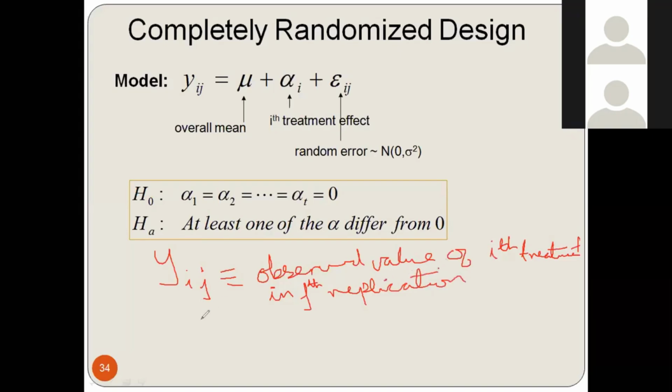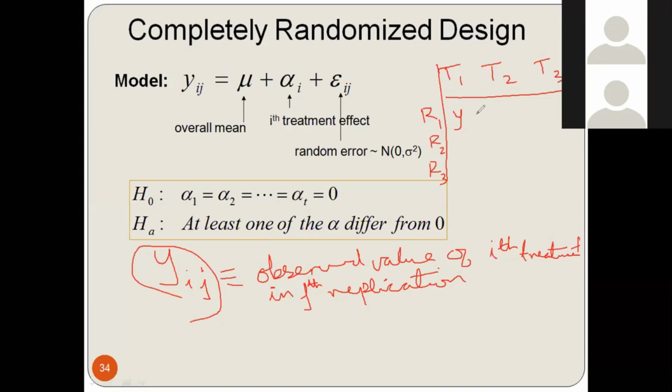So this is how we interpret Yij. Yij is the observed value of the i-th treatment in the j-th replication. For example, let's say I have treatment 1, treatment 2, treatment 3. Three treatments are there. I will put replication 1, replication 2, and replication 3. So this is called as, can somebody tell me? This is called as Y.